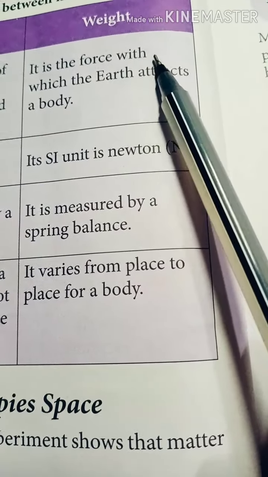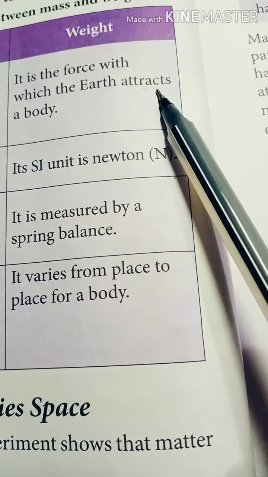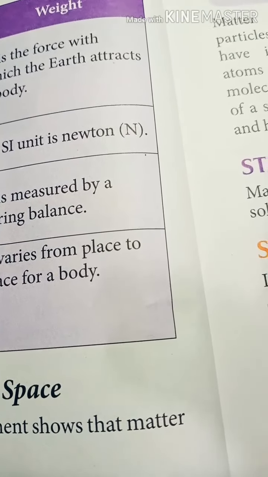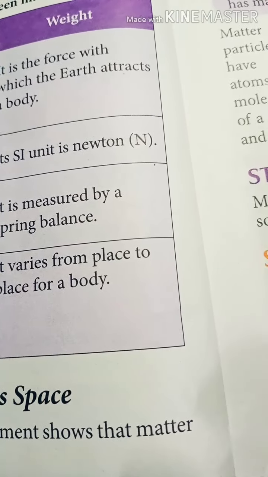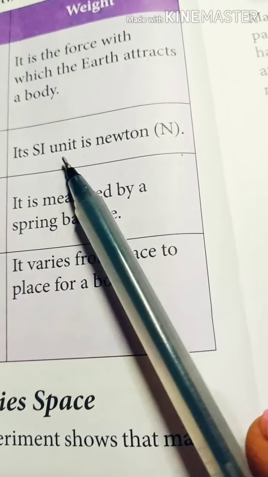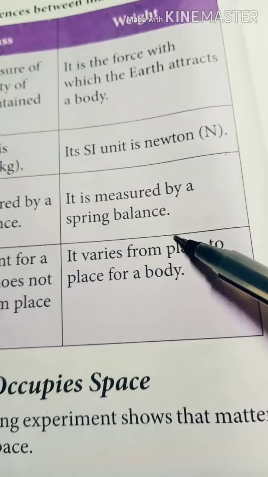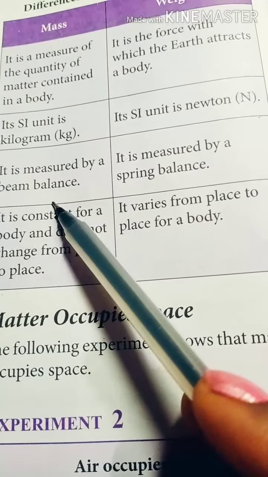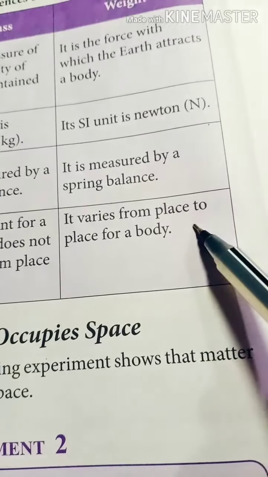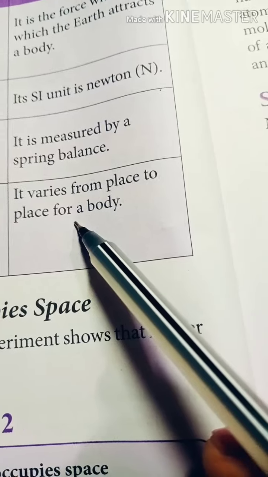It is a force which is acted upon a body by gravity, by which gravity pulls everything towards it. Its unit is the Newton. It is measured by a spring balance. Mass is measured by a beam balance, but weight is measured by a spring balance. It varies from place to place for a body. Yes, of course, it will happen.